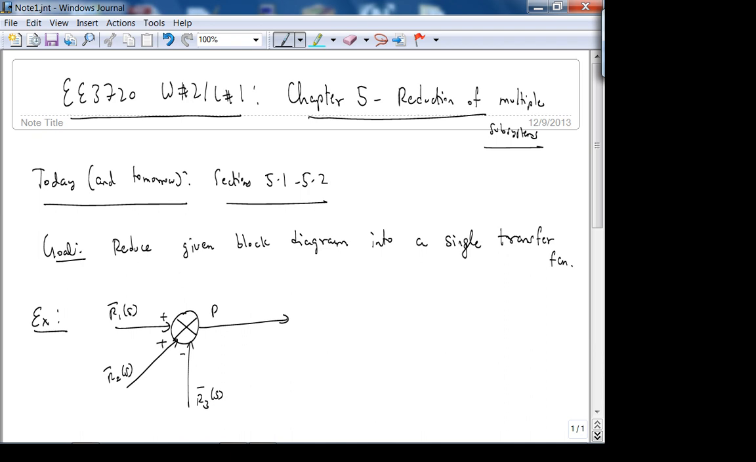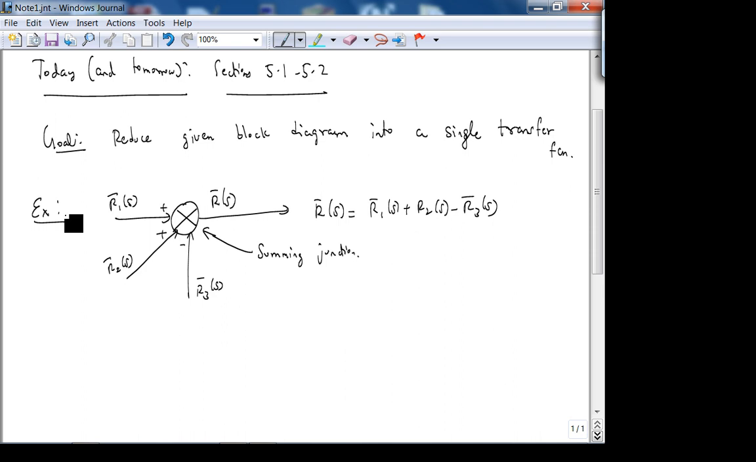So what's R of S? Just looking at this picture, what is it in terms of R1, R2, and R3? Yes, it could be an error signal. Yeah, that's all it is. So this is how you simplify, if you will, a summing junction. That's the terminology for this. And then you have something called a pickoff point. So this is example one.